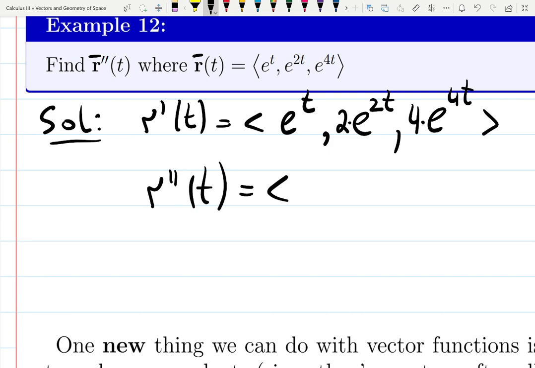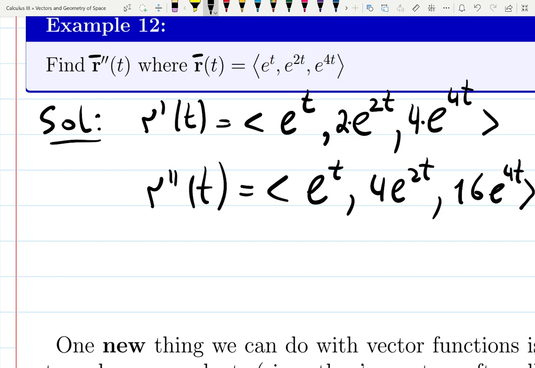Second derivative is, okay, who wants to do the second derivative? 4e to the 2t, 16e to the 4t. No plus c because we don't integrate here.